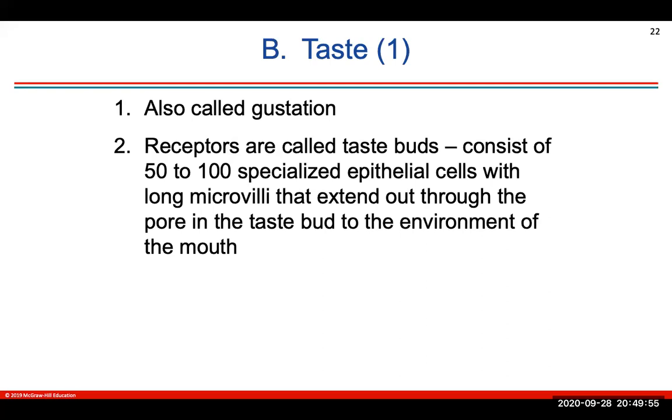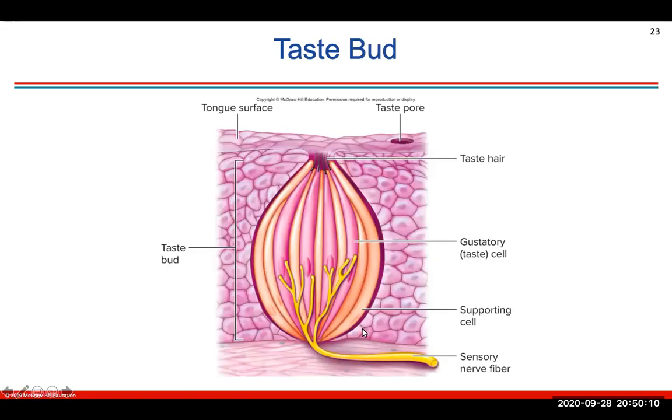The receptors are called taste buds, and they consist of 50 to 100 specialized epithelial cells with long microvilli, or extensions, that will extend through the pore in the taste bud to the environment of the mouth. And this is what a taste bud will look like. On the tongue surface, you might have a taste pore, but here's the taste bud. There will be sensory nerve fibers attached to it, which will detect that sense of taste that a specific taste bud takes in.